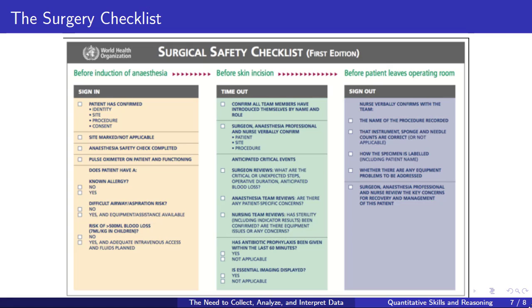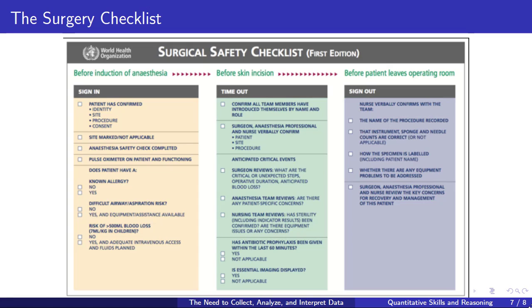And then they would also mark the site of where the procedure was happening. And then the anesthesia safety check would be completed. They'd make sure all the equipment, checking pulse and things like that, was functioning properly. And then, is there a known allergy for the patient? Is there a difficult airway on the patient? And if there is a risk of blood loss, should we have those fluids and whatnot planned ahead of time?